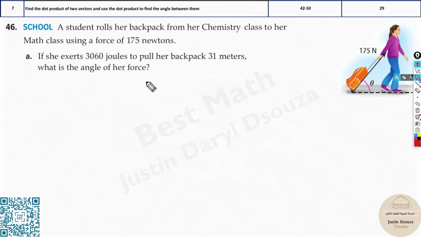And now we move to a real world problem. A student rolls a backpack from a chemistry class to a math class using a force of 175 newtons. If she exerts 3060 joules to pull a backpack 31 meters, what is the angle of her force? So this angle theta is to be found out. Now here, how you can find this is, since this is the distance given, so this will be the length. Over here there's no dimensions given. Let's take it as AB. Now, sorry, this is the segment AB.